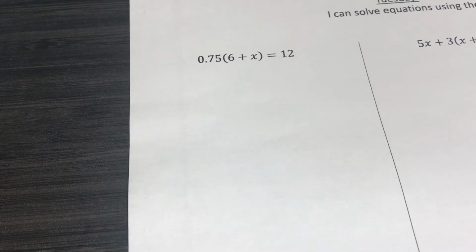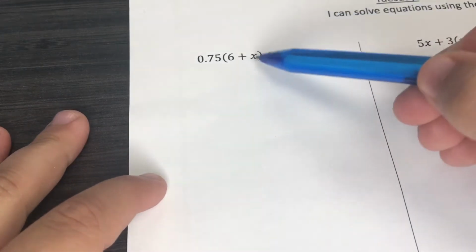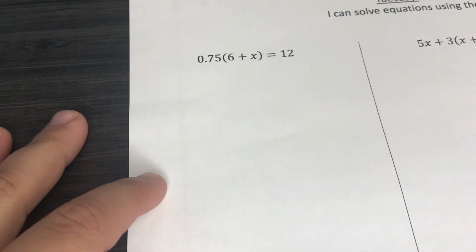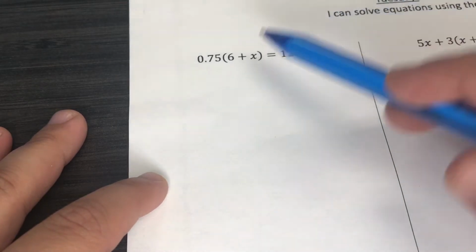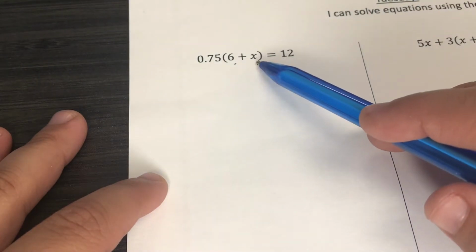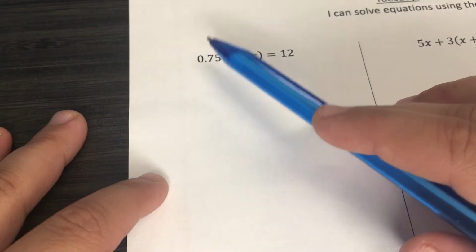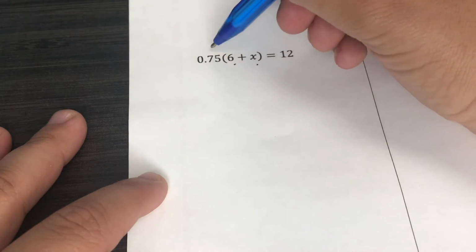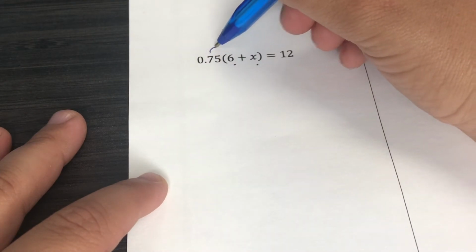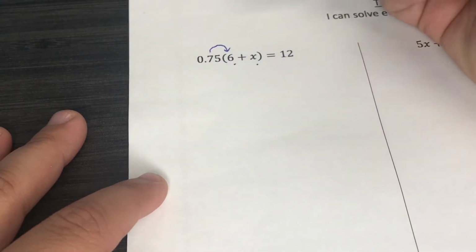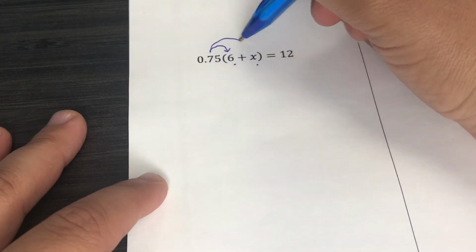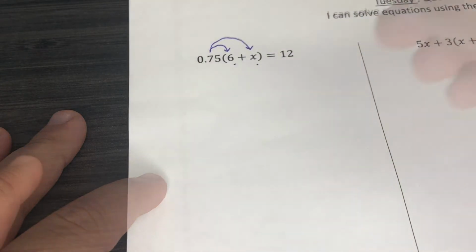Do you guys see how we have 6 plus x in the parentheses, but we cannot add 6 plus x because they are not like terms? That's when we use the distributive property. What we're going to do is multiply 6 and x by the number that's in front. So I like to say draw your rainbows. We're going to multiply 0.75 by 6, and we're going to multiply 0.75 by x.